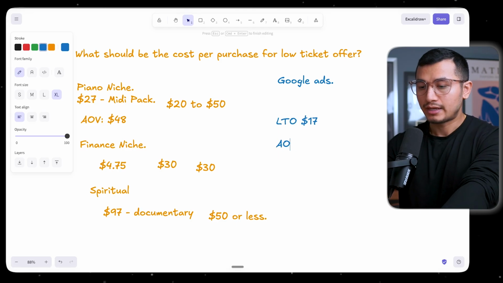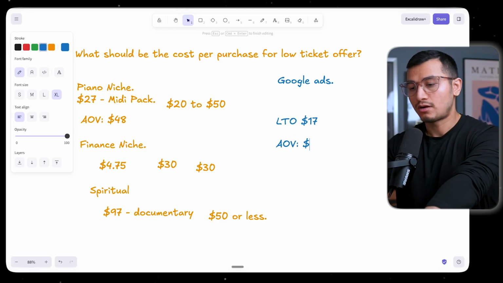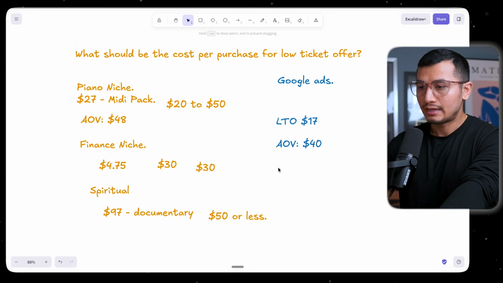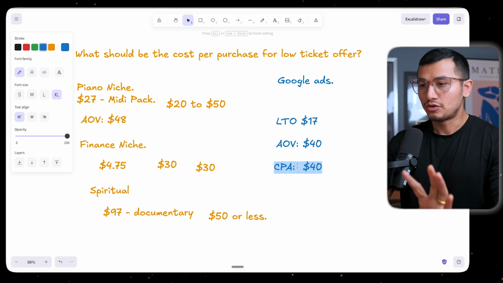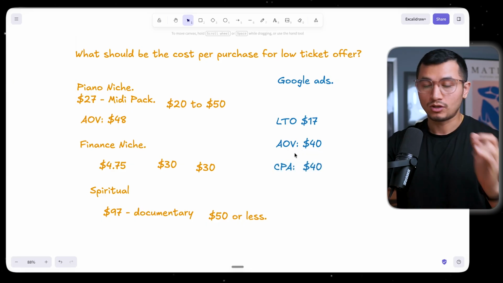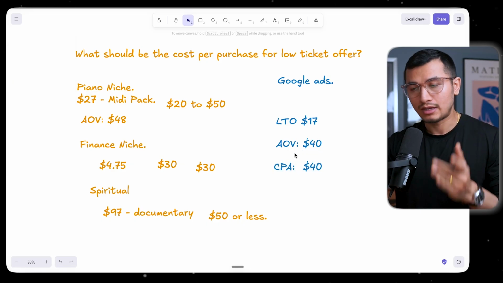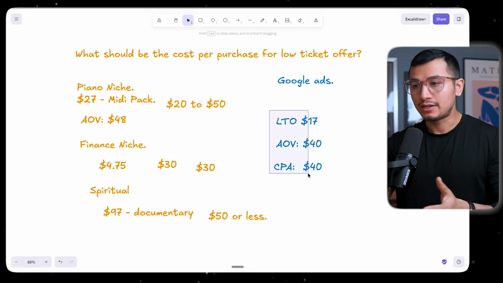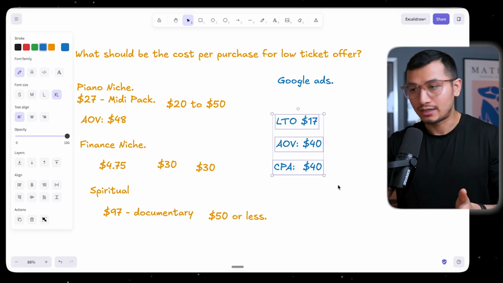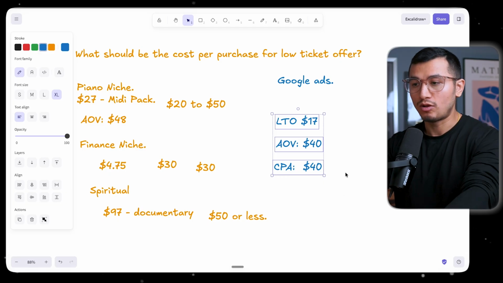You can expect an AOV, average order value, of around $40. If you can get a CPA, I will say you can have a CPA around $30 to $40, depending on the niche that you're in. You can break even. And as long as you can break even, the goal of the paid ads is to break even. If you can break even or even slightly lose money, you are golden, because then you can sell different things. Then you can sell a mid-ticket offer for $500, for $1,000. Then you can sell high-ticket offers. Then you can sell a whole bunch of different things.